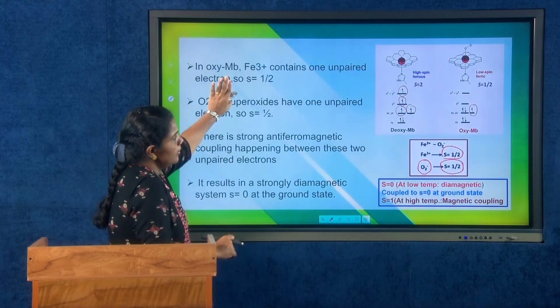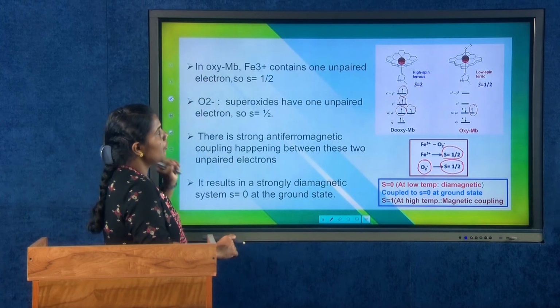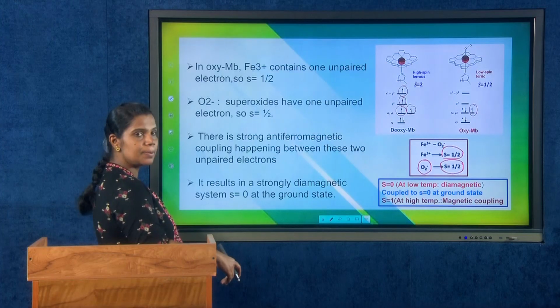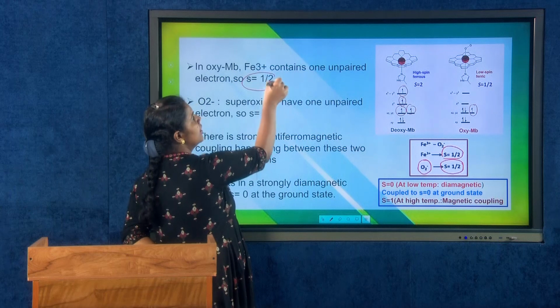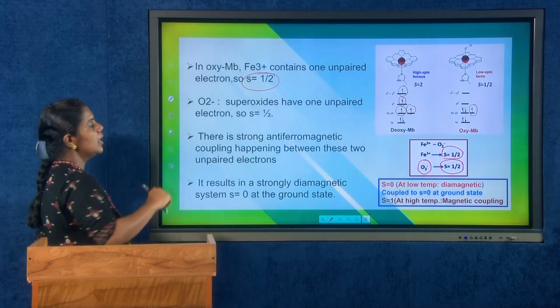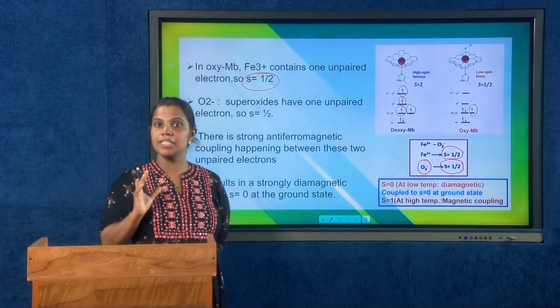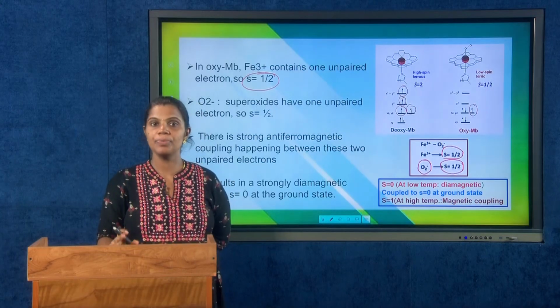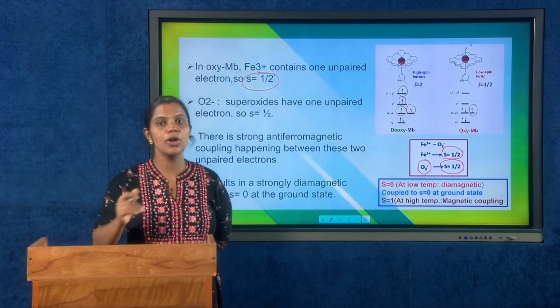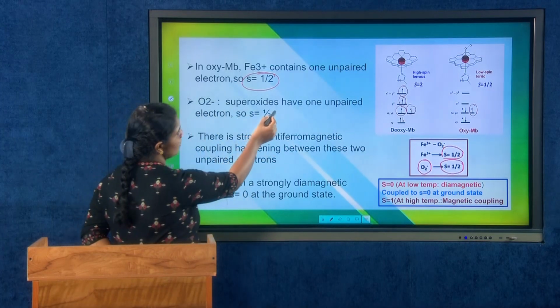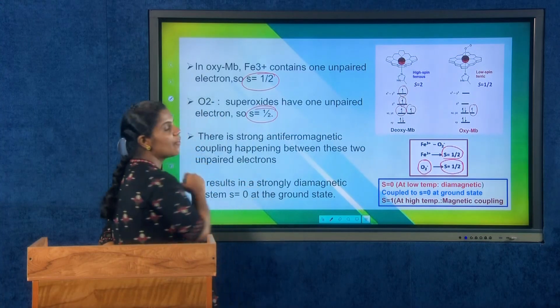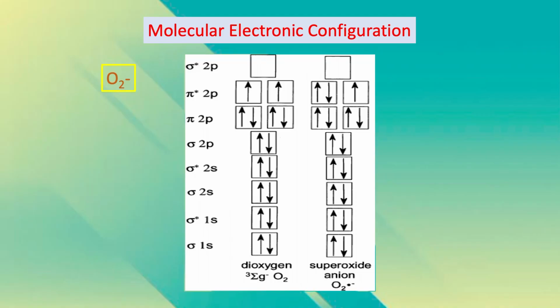So, in oxymyoglobin, Fe3+ is present in the low spin state. It has the d5 configuration with 1 unpaired electron, and the spin is half. After oxygenation, oxygen is present in the O2 minus form, that is the superoxide form. The superoxide is also having 1 unpaired electron, so it also has a spin of half. Here you can see the molecular electronic configuration of the superoxide ion. It has 1 unpaired electron.